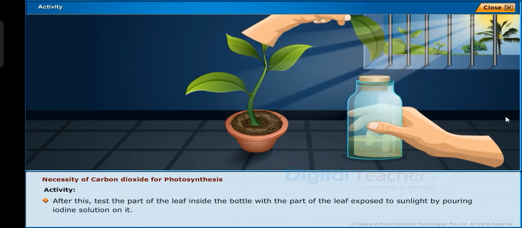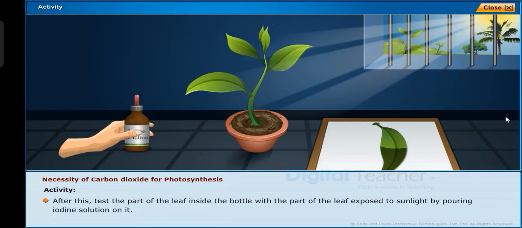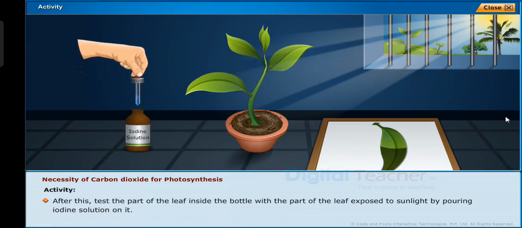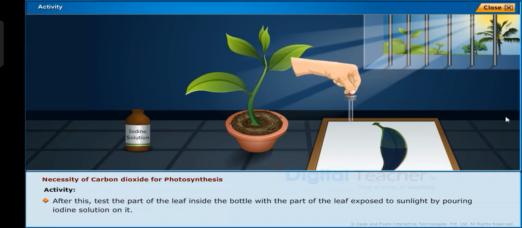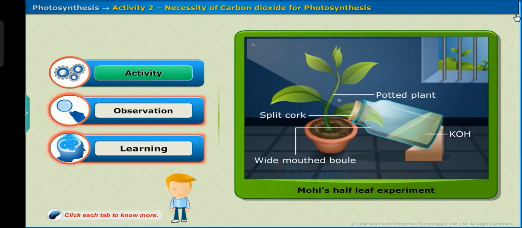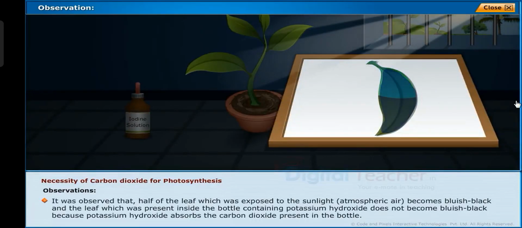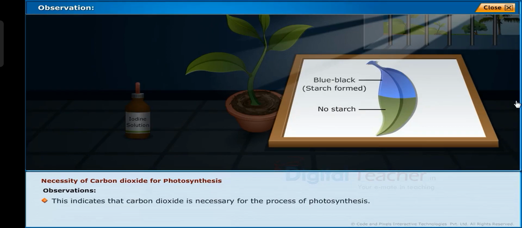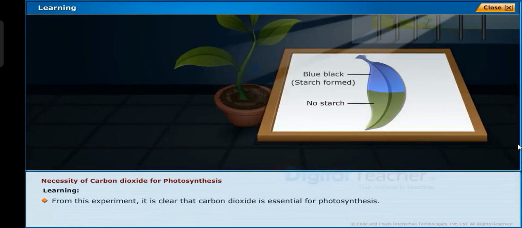After this, test the part of the leaf inside the bottle and the part of the leaf exposed to sunlight by pouring iodine solution on it. Observe the changes in the leaf. It was observed that the half of the leaf exposed to the sunlight and atmospheric air becomes bluish black, and the leaf which was present inside the bottle containing potassium hydroxide does not become bluish black, because potassium hydroxide absorbs the carbon dioxide present in the bottle. This indicates that carbon dioxide is necessary for the process of photosynthesis. From this experiment, it is clear that carbon dioxide is essential for photosynthesis.